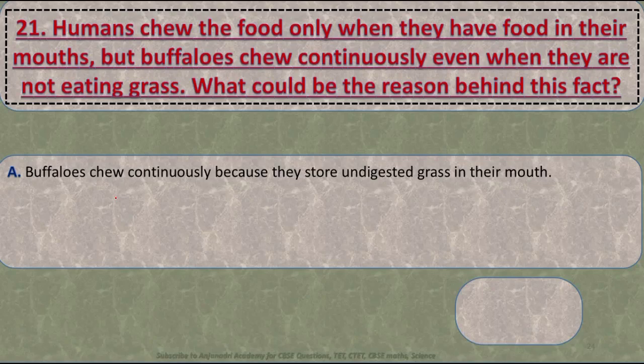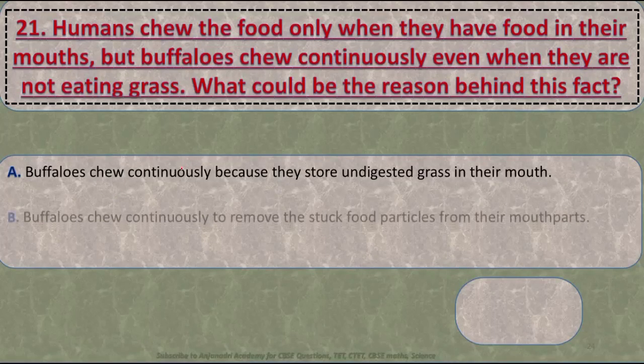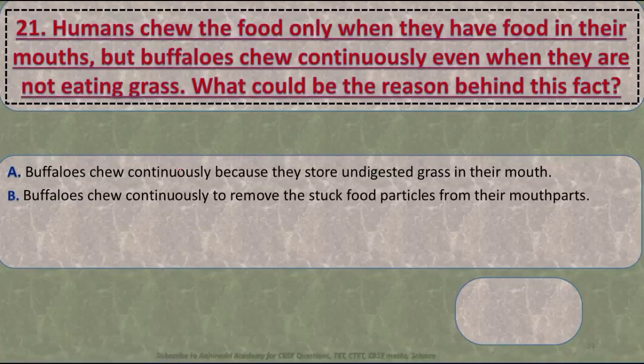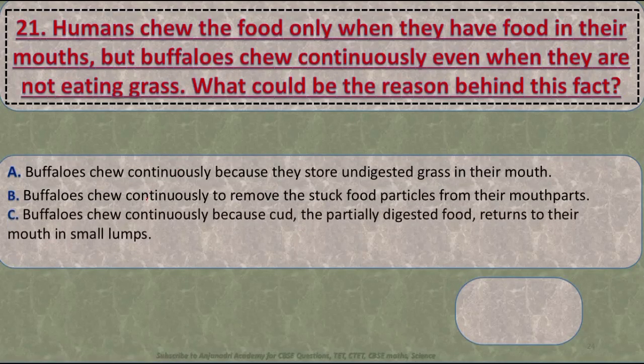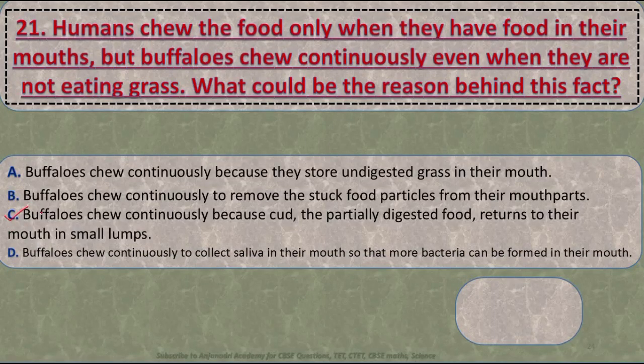Buffaloes chew continuously because they store undigested grass in their mouth. It is a wrong statement. Option B: Buffaloes chew continuously to remove the stuck food particles from their mouth parts. It is also wrong. Option C: Buffaloes chew continuously because cud, the partially digested food, returns to their mouth in small lumps. It is a true statement. Let us see option D also. Buffaloes chew continuously to collect saliva in their mouth so that more bacteria can be formed in their mouth. It is wrong. Therefore, the correct answer is option C.